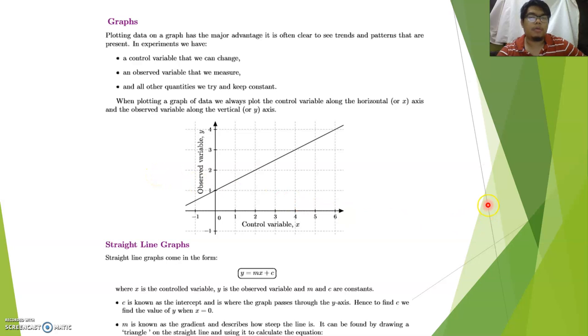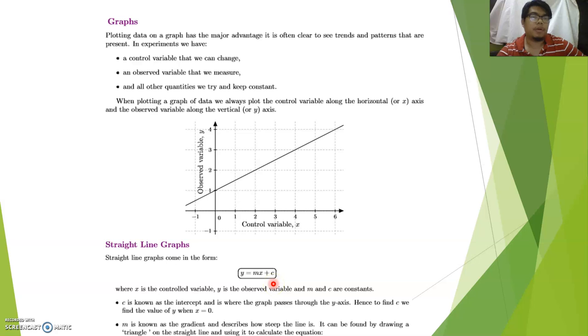And when we are plotting the graph, the control variable will be plotted against the observed variable, so you can do like this. And in our graph, we have a straight line graph. We also have a quadratic graph. We also have an exponential graph, and there's a lot more graph out there. But today we'll focus on the straight line graph. So the general equation for the straight line graph is y equals mx plus c.